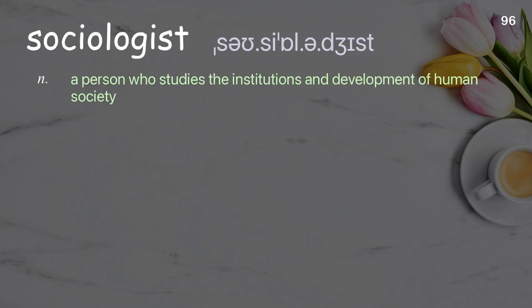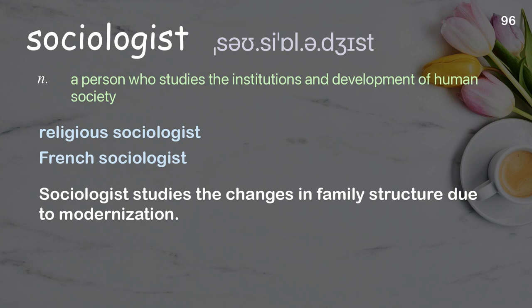Sociologist. A person who studies the institutions and development of human society. Examples: religious sociologist, French sociologist. Sociologists study the changes in family structure due to modernization.